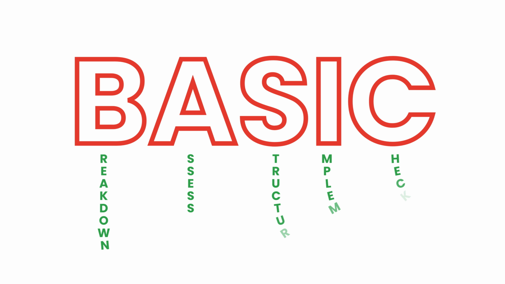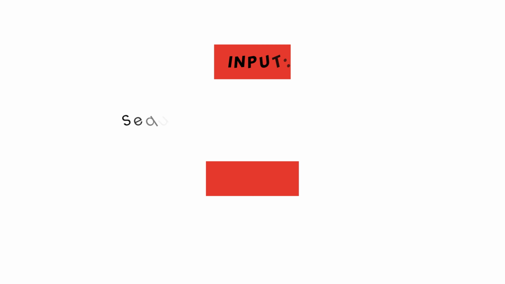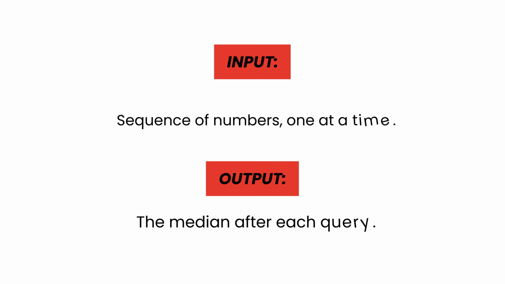Let's conquer Find Median from data stream using the basic approach, a proven strategy for building robust, interview-ready solutions to complex streaming problems. Let's break it down. Design a data structure with two methods. Add an integer to the data stream. Return the median of all current elements. Input: a sequence of numbers, one at a time. Output: the median after each query.